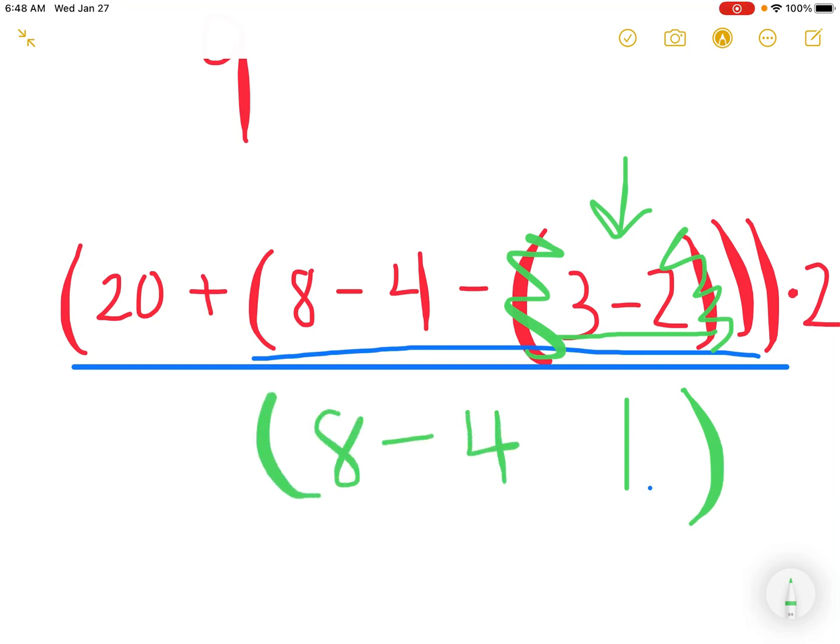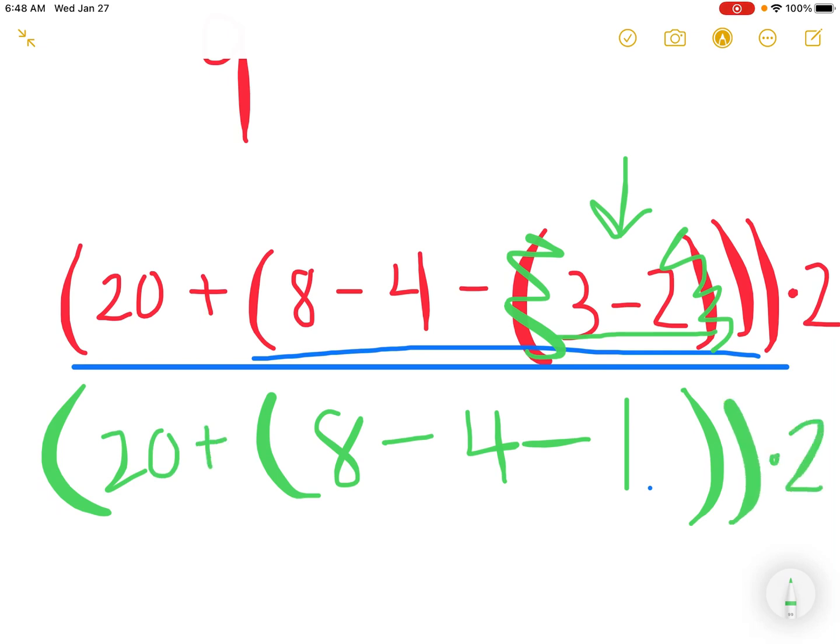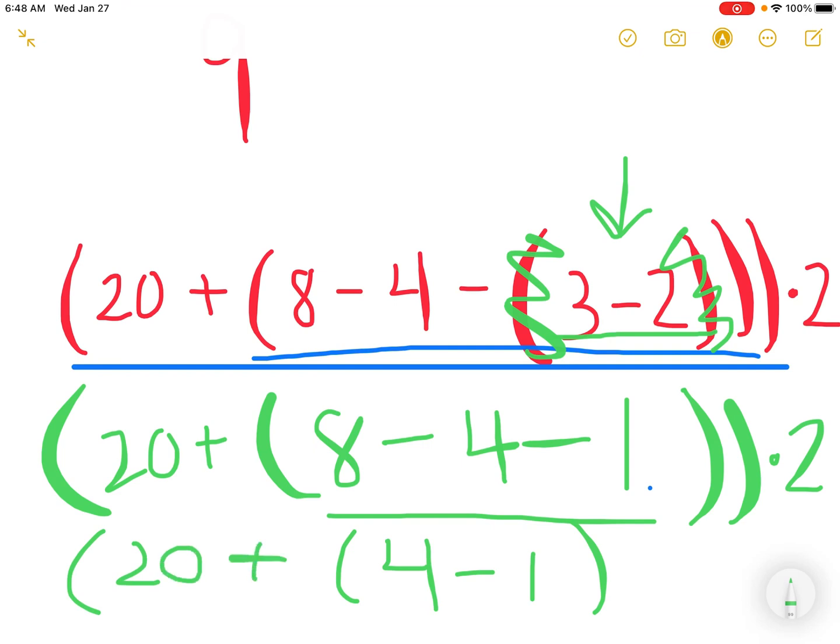Rewrite the rest of your problem, continuing to bring down the other parentheses that you have not used yet. You only used one set. Now we go to the next most internal set, which is right here, 8 minus 4 minus 1. Since it's all subtraction, we can work our way from left to right. 8 minus 4 is 4. And I still have 4 minus 1 that I need to evaluate.